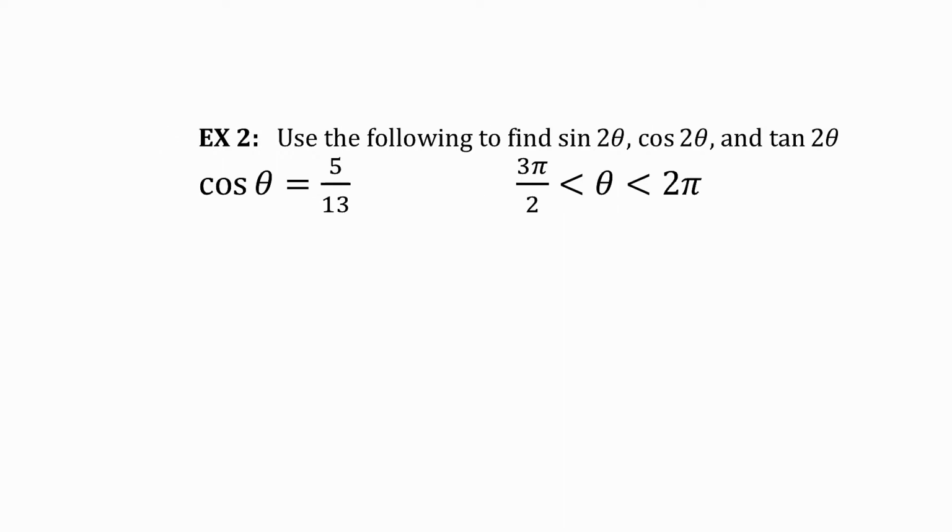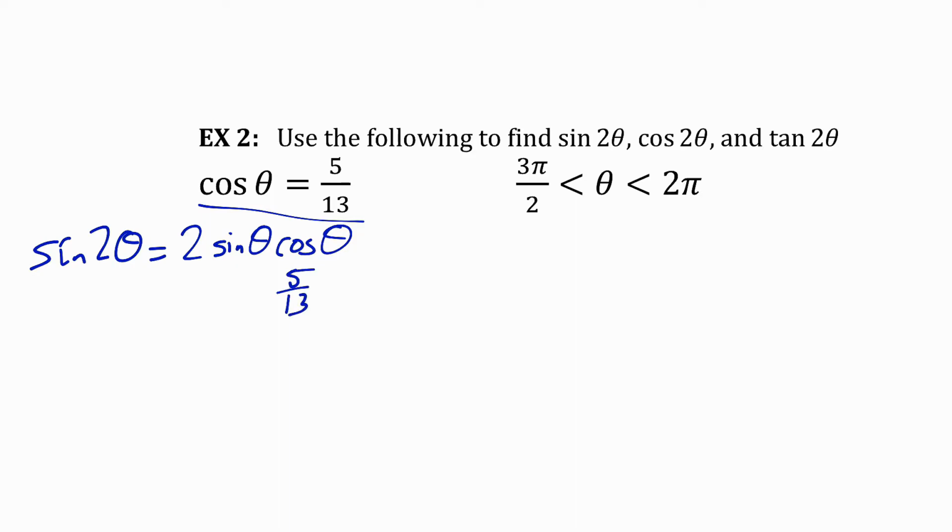So let's start off with the sine version. We have the sine of 2 theta. Following along with that double angle identity on the previous page, it's going to be 2 times the sine of theta times the cosine of theta. The nice thing is we already know the cosine of theta. That's 5 over 13. But what we don't know is the sine of theta.